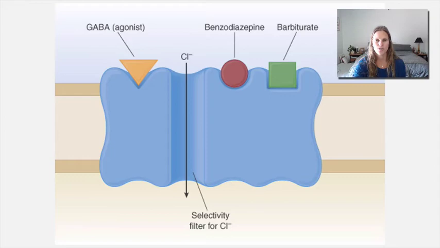So these drugs are all CNS depressants, and basically how they act is they allow the influx of chloride. Here you see they essentially potentiate the action of this neurotransmitter, which is GABA.